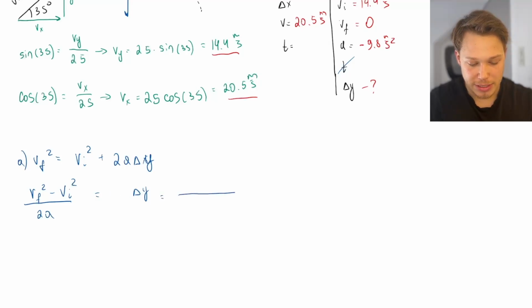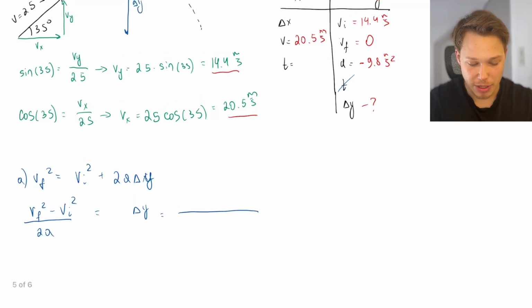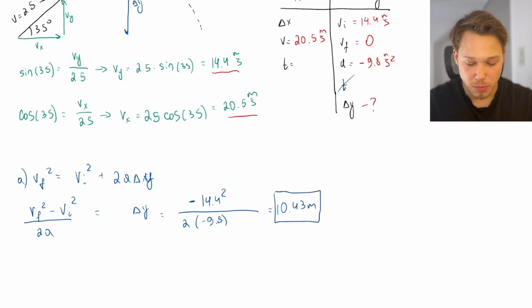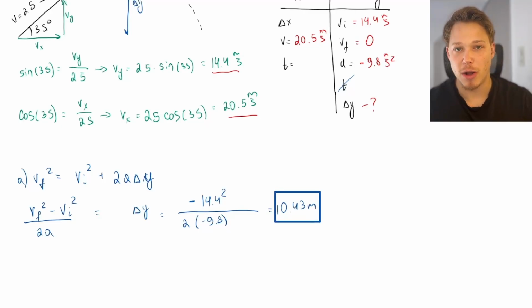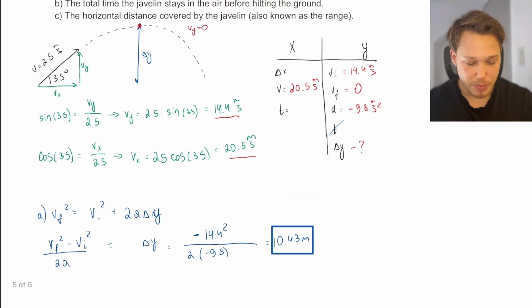Now, the only thing that's left is just to actually plug this in. So final velocity is 0. So it's going to be 0 minus initial velocity squared over 2 times negative 9.8, which equals 10.43 meters. So guys, as you see, the most important part is to set up these problems and then know the overall process, right? If you know the step-by-step instructions, these problems become really simple.